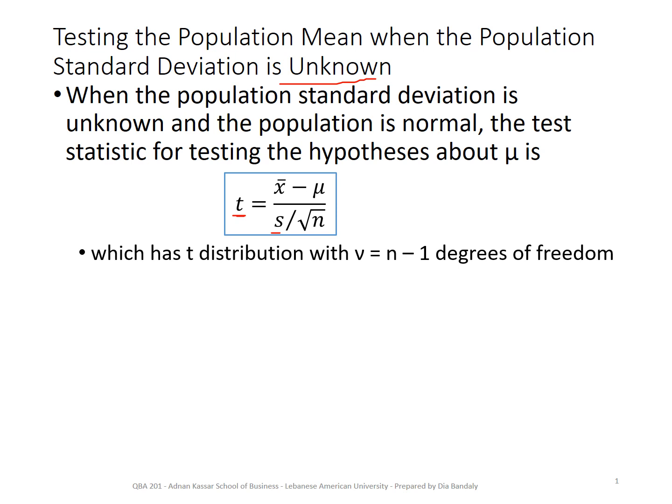But to look for the T table, we need also to pay attention to our degrees of freedom. Nu, remember, nu is n minus 1. Okay, and then you can find the right value of T, and we can use it to test our hypothesis.